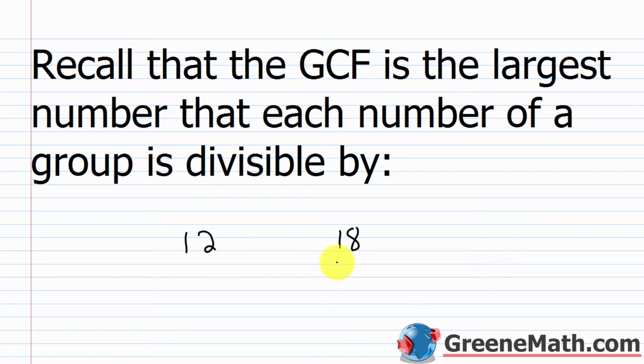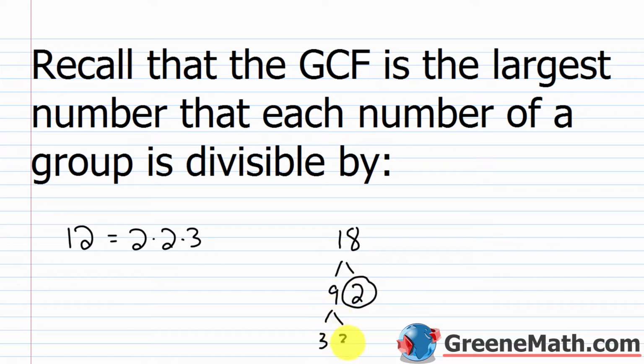So for 12, if you think about the factors of 12, you use a factor tree here, you'd have 4 times 3, 3 is prime, 4 is 2 times 2. So I can think about 12 as 2 times 2 times 3. And then for 18, if I use a factor tree, I could do 9 times 2, 2 is prime, and then 9 is 3 times 3.